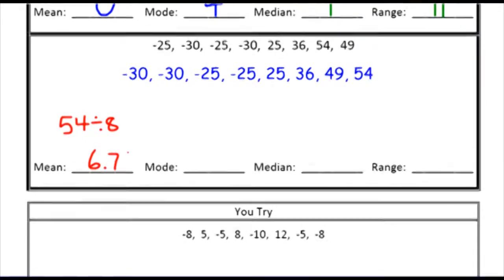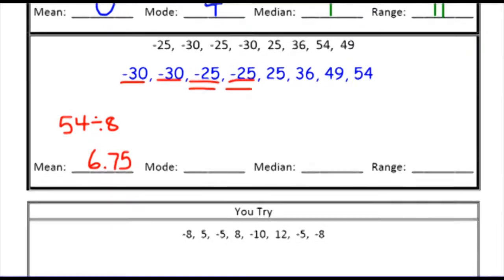For the mode, it's very easy. Find the values that repeat. They're next to each other. There's two negative 30s. There's two negative 25s. Be careful. That's a positive 25, not a negative 25. That's why it's very important to put the right sign with the right values.